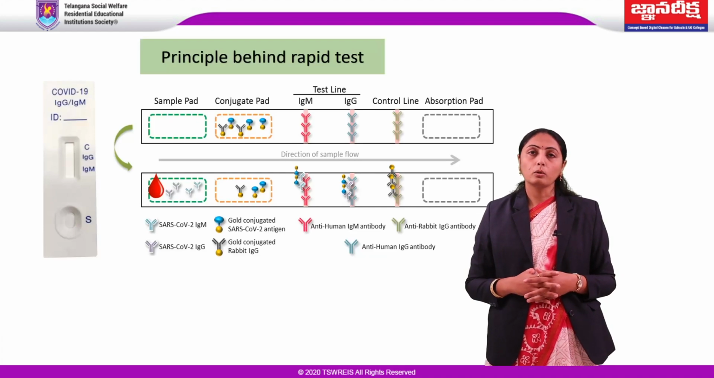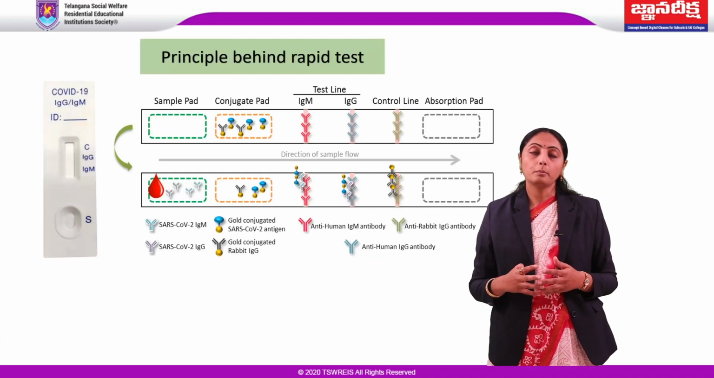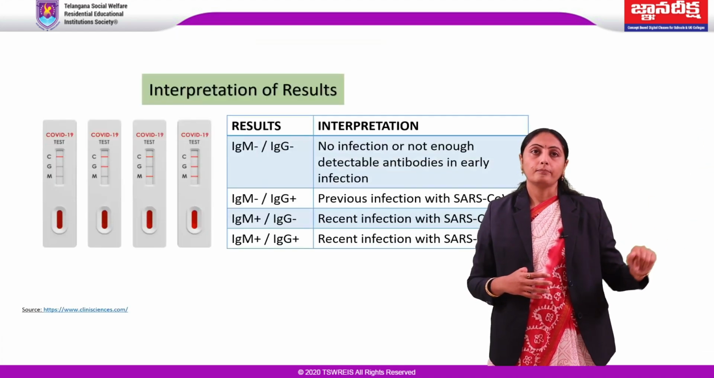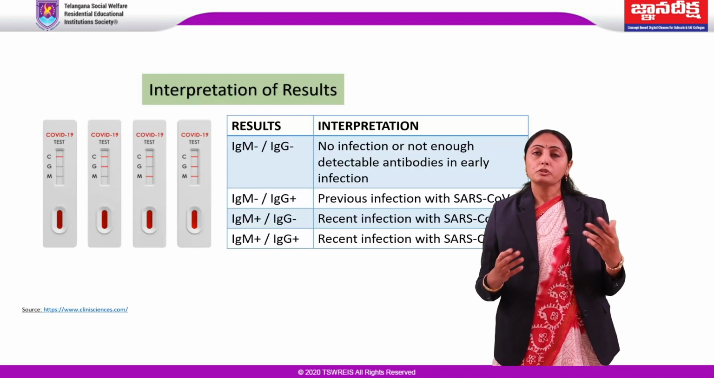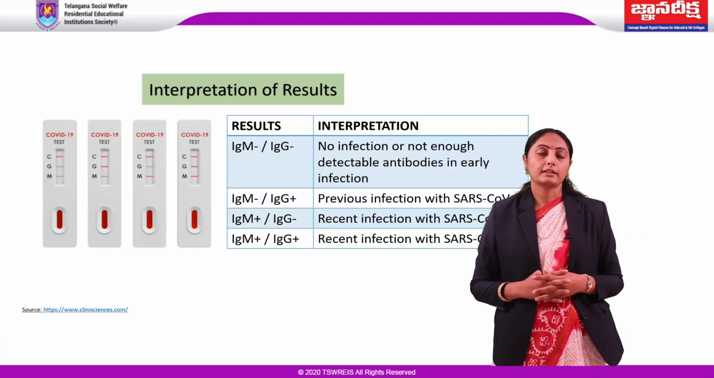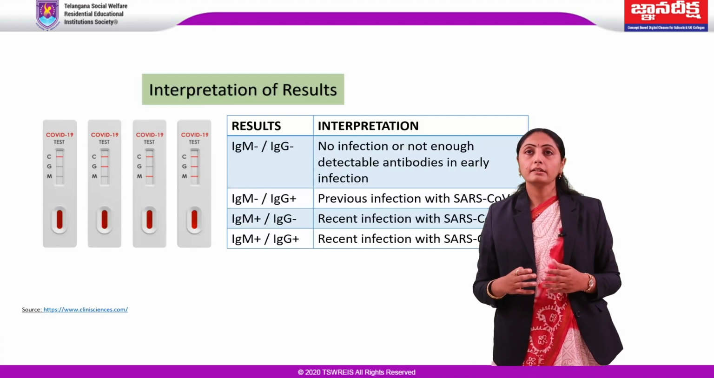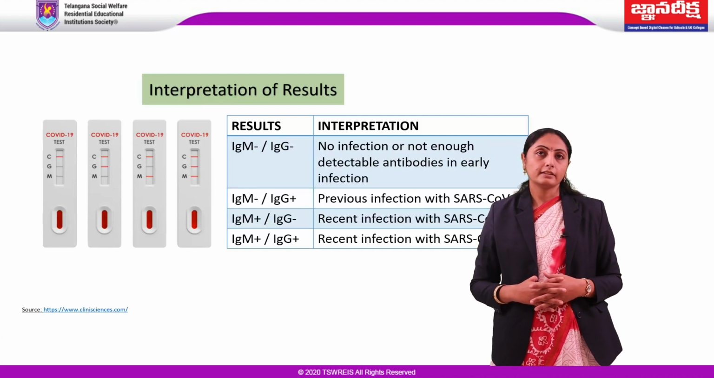In any case, the gold labeled rabbit IgG will bind to anti-rabbit IgG antibody at the control line. These control lines should show color as this confirms that the kit is working properly. As explained, color should develop in control line or C line indicating that the kit is working properly.